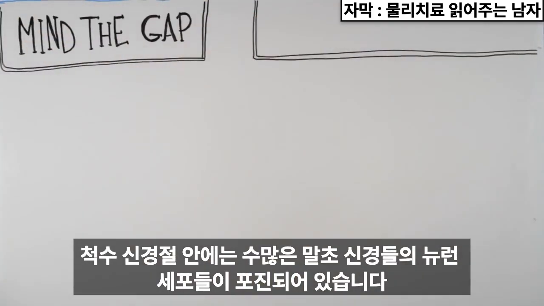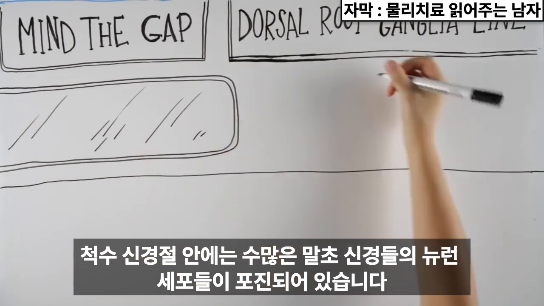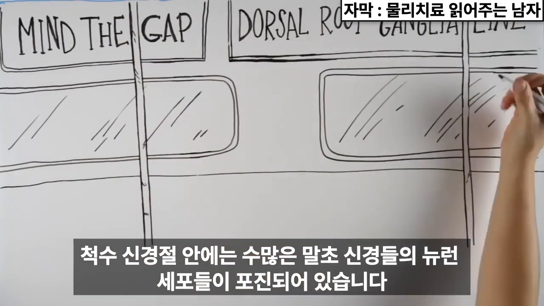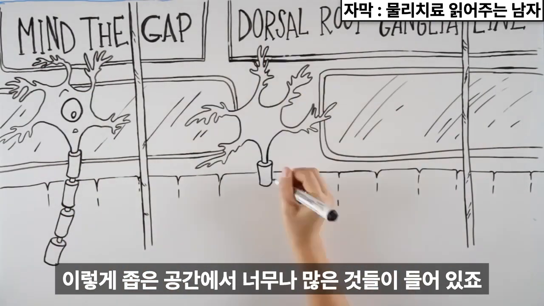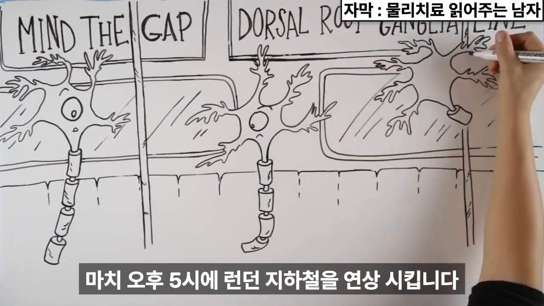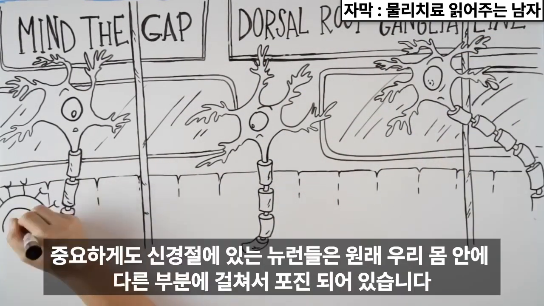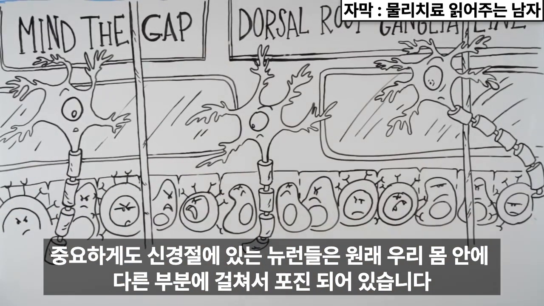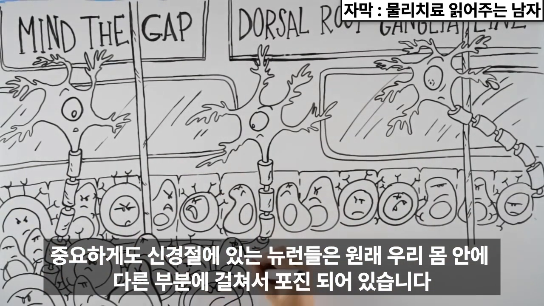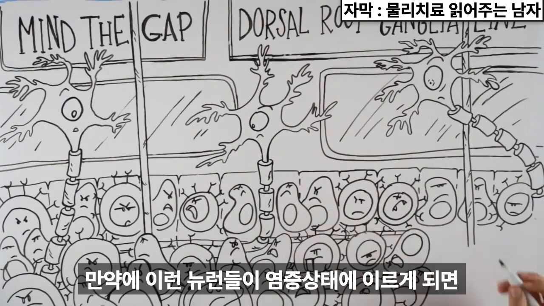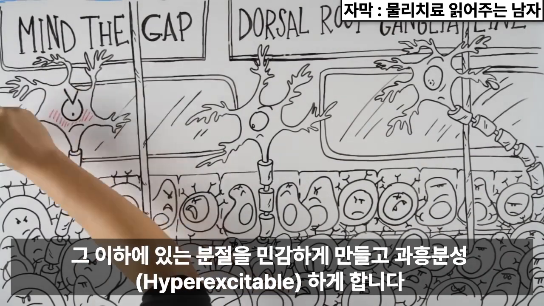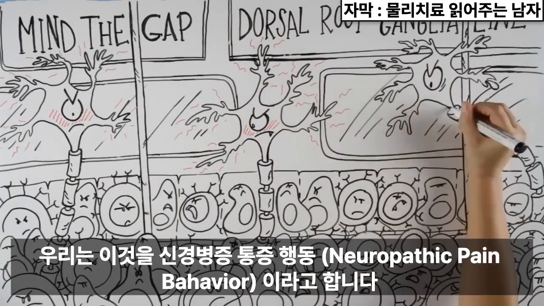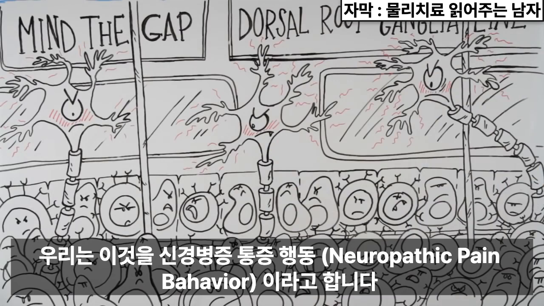Inside the dorsal root ganglia are thousands and thousands of cell bodies of the peripheral sensory neurons. As you can imagine, it is very crowded within this small area, almost like the London subway at 5 p.m. Importantly, the neurons within a dorsal root ganglion originate from different sites in our extremities. If these neurons lie in an inflammatory environment, they will lower their firing threshold and become hyperexcitable. This can lead to neuropathic pain behavior.